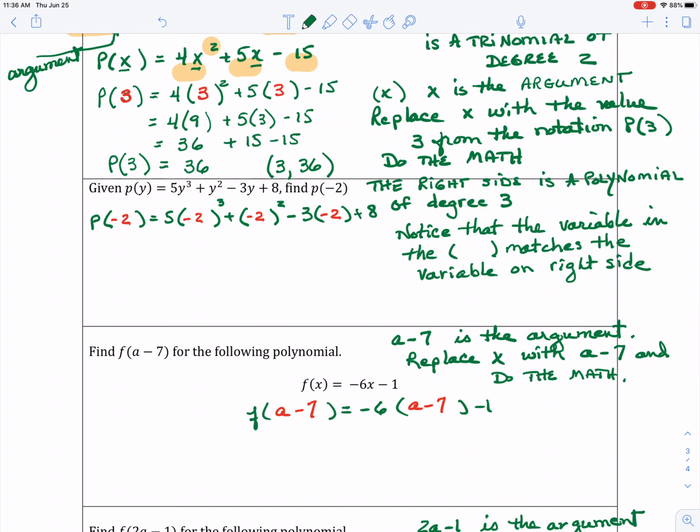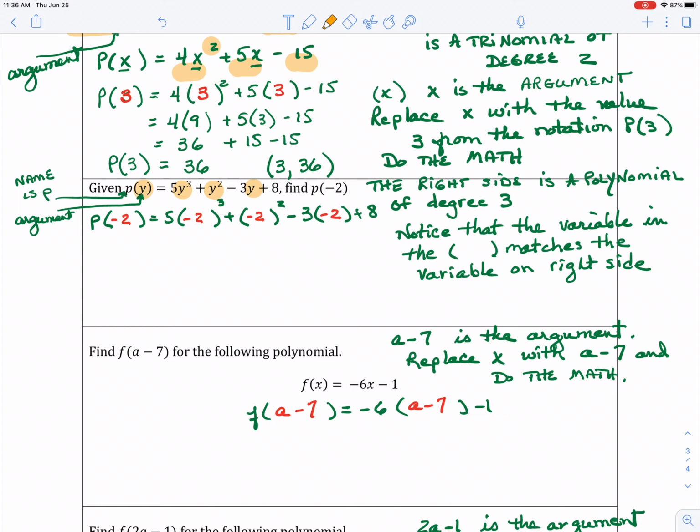On this next one, you'll notice it says p of y, and this is a lowercase p, so this lowercase p is the name of the function, and this y inside the parentheses is the argument. And one other thing I want to call your attention to is that the letter in the argument position matches the letter that you see over on the right-hand side. All right, so just looking at the right-hand side for a minute, it's a polynomial. I see 4 terms over there, and the highest degree that I see is 3. So this is a polynomial of degree 3.